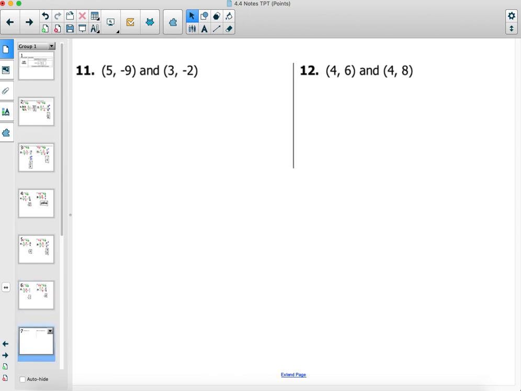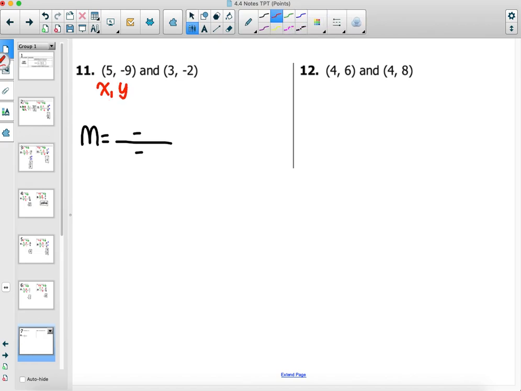Number 11 here, m equals, subtract the y's on top, x is on the bottom, label our points, x1, y1, x2, and y2. So the top of the fraction would be a negative 2 for y2, a negative 9 for y1, a 3 for x2, and a 5 for x1.